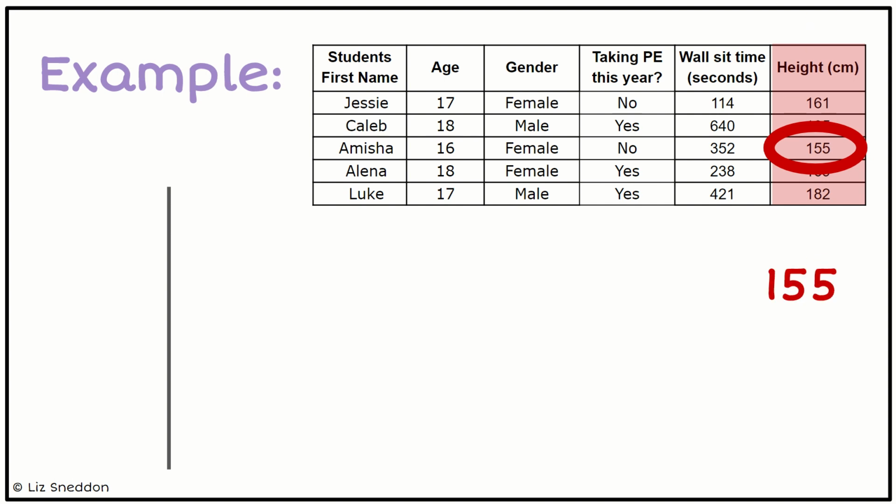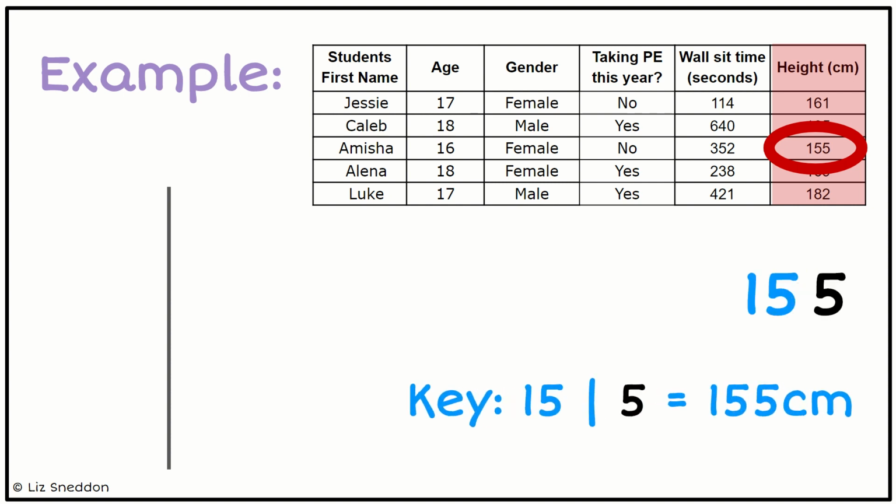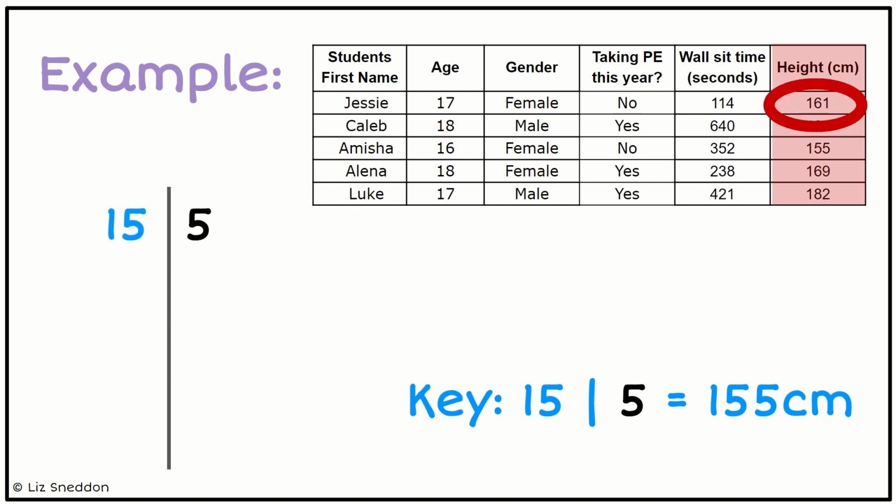I'm going to split that number and I want to have one digit, the last 5, by itself, and I want the other 2 digits separate. So that's why I've now split this into a 15 and a 5. Now let's move that across. That means my key: 15 bar 5 is equal to 155 centimetres. So I've split that into a stem of 15 and a leaf of 5.